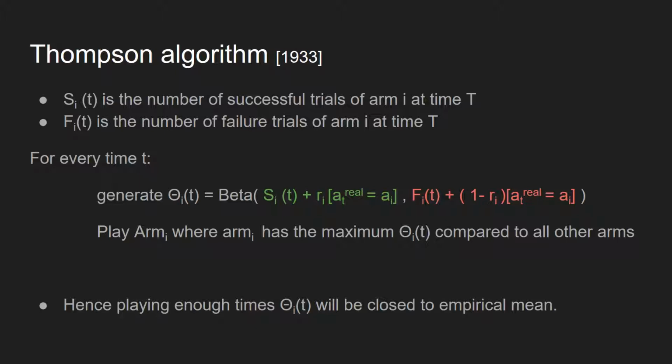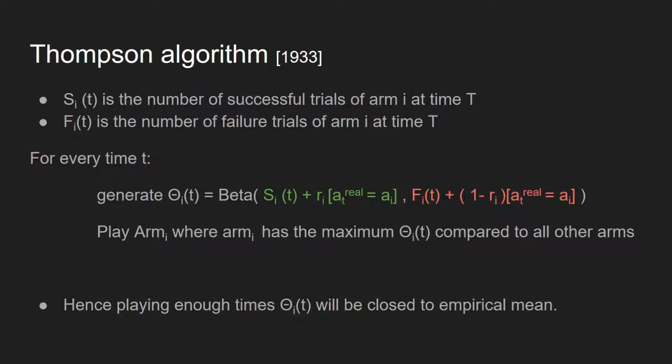For every instance of time t, you generate theta of t for each arm using the beta distribution. So the beta distribution has two parameters, alpha and beta, as we discussed. The alpha is the success rate, so it constitutes the success rate of that particular arm. And if the current trial is successful, the indicator variable will turn true and it will constitute the reward. And if the particular arm was unsuccessful, the indicator variable in the beta phase will turn true and it will be 1 minus the reward.